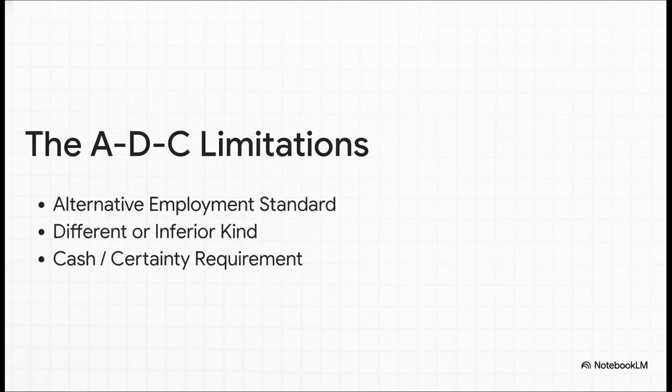Now, while A and D handle the nuances of employment mitigation, meaning a wrongfully terminated employee absolutely must look for alternative employment, but they do not have to accept work of a different or inferior kind, the C at the very end stands for the cash or certainty requirement. This is a big one. It mandates that you can never award speculative damages. Your lost profits or financial harms must be proven with reasonable certainty to actually be recoverable in cash.